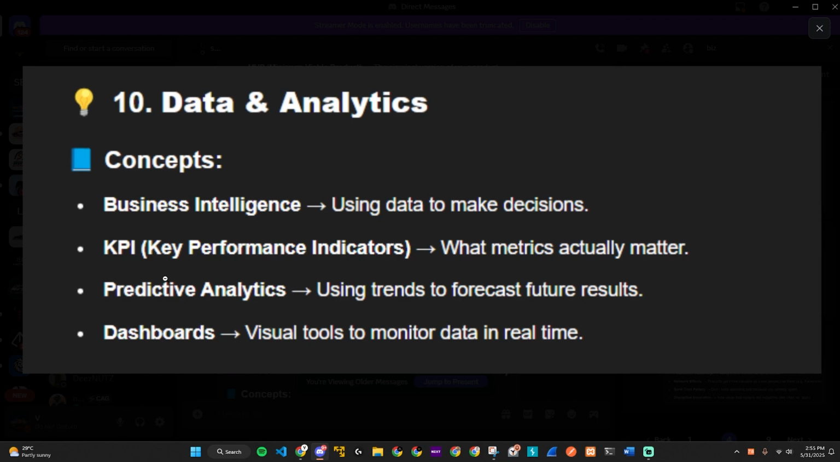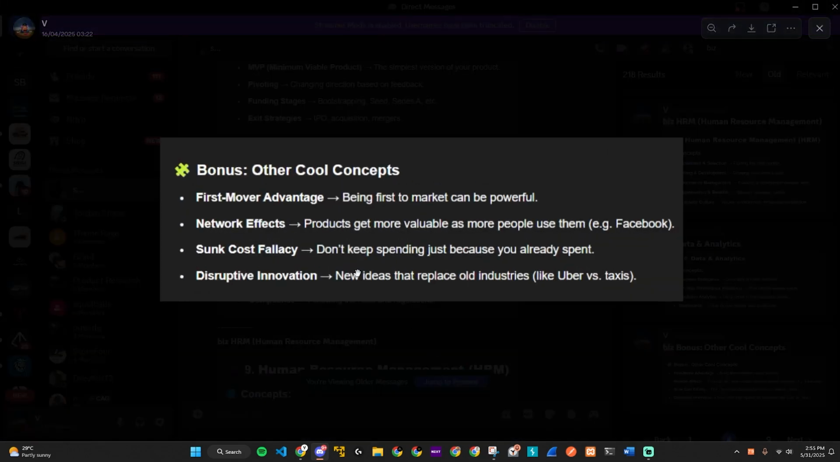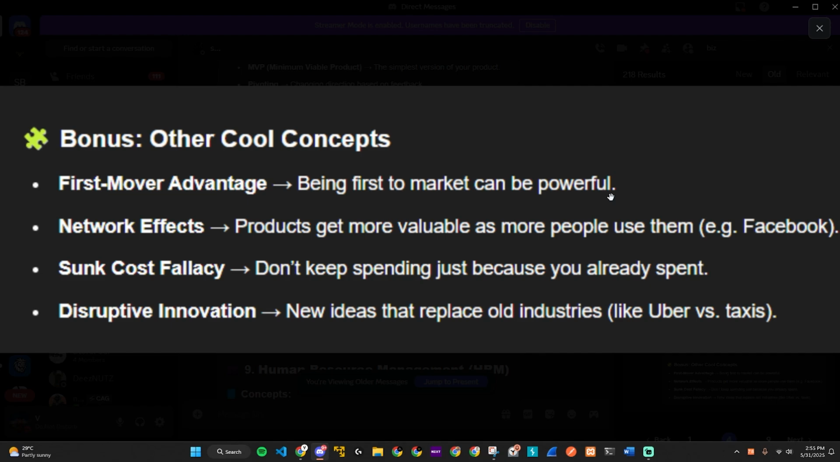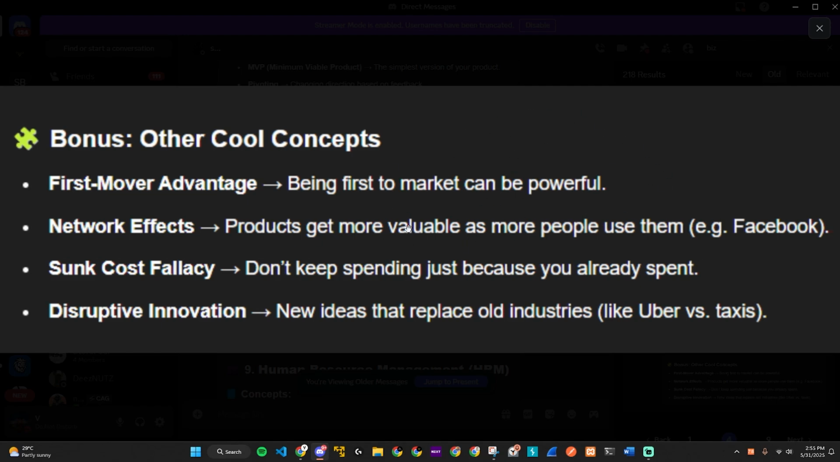So we use key performance indicators, predictive analytics, machine learning, dashboards to visualize, and business intelligence using data. Once again, machine learning. So first mover advantage, being the first mover. So this is a blue ocean market. Network effects, products get more valuable as more people use them. Sunk cost fallacy: you don't keep spending just because you already spent. Disruptive innovation, new ideas that replace old industries, right? Like Uber for taxis.